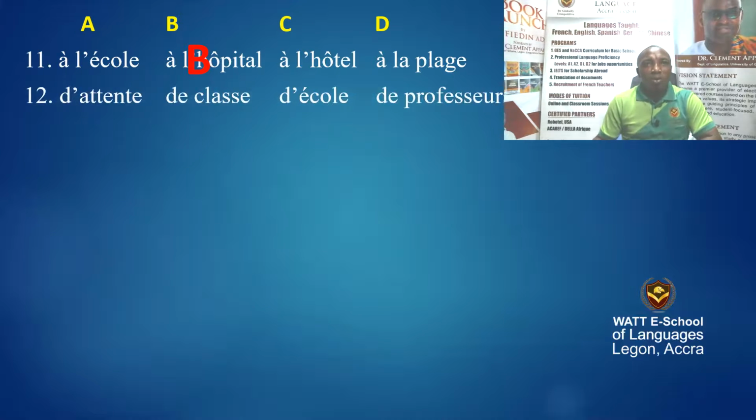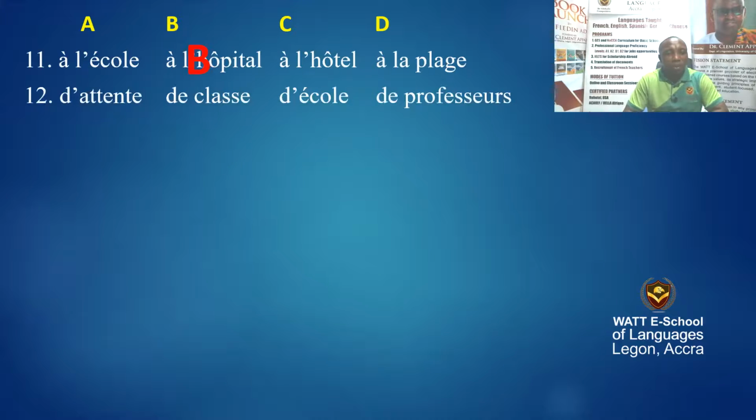Let's go to number 12. D'attente, de classe, d'école, de professeur. So here, d'attente means waiting room, de classe means classroom, d'école means of school, de professeur means of the teacher. So they are waiting in the waiting room. Great. So the correct answer is A.